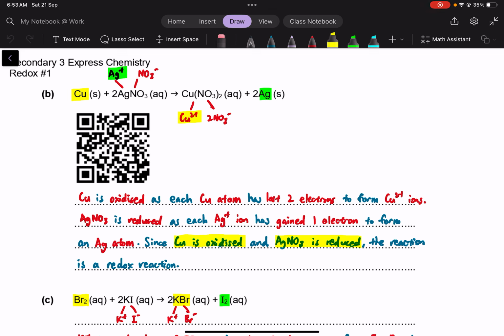Then since we actually prove both an oxidation and a reduction in this chemical reaction, you just explain that since copper is oxidized and silver nitrate is reduced, the reaction is a redox reaction.